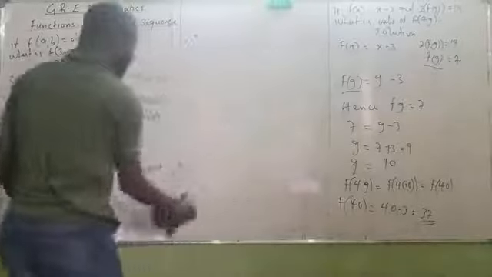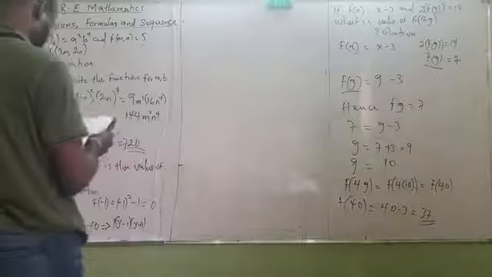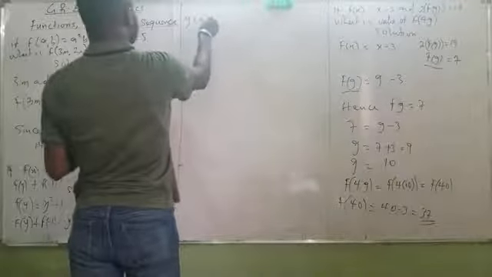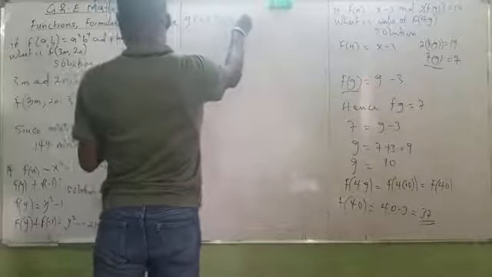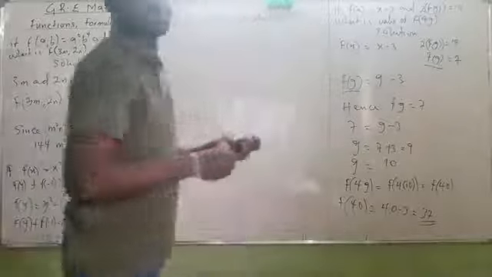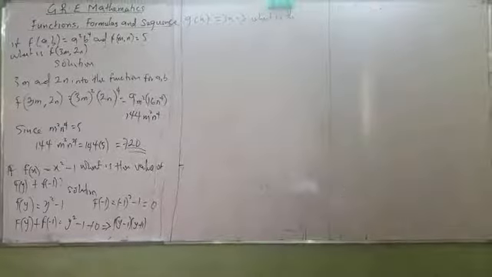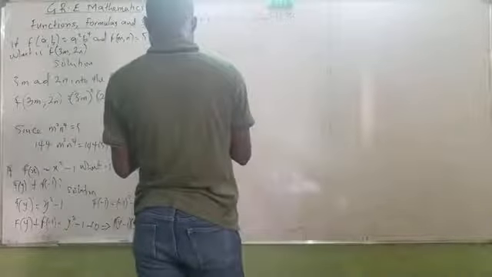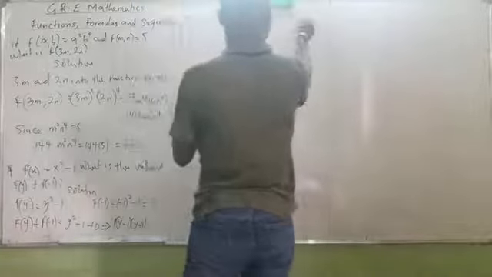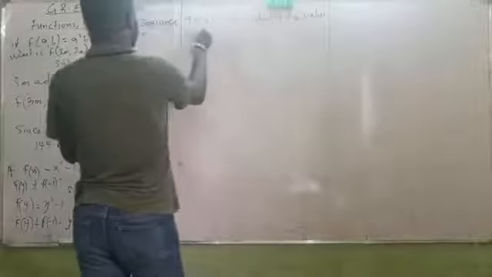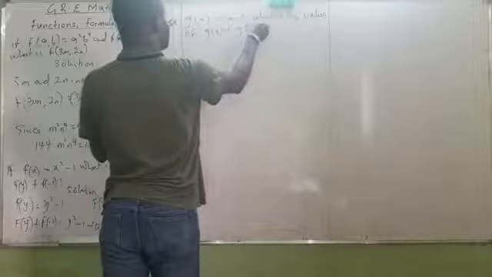Okay. Now, I have this question. The question says that g of x equals x minus 3. What is the value of g of 3 plus g of 1 all over 3?